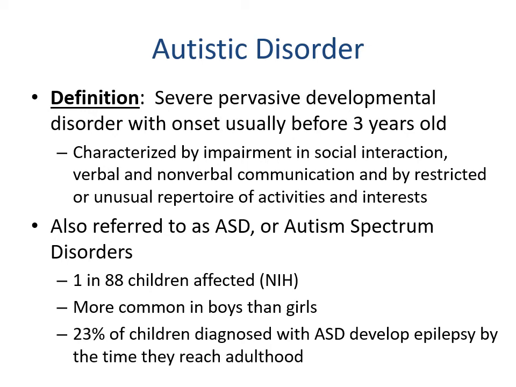So autistic disorder, a severe pervasive developmental disorder with onset usually before 3 years old, characterized by impairment in social interaction, verbal and nonverbal communication, and by restricted or unusual repertoire of activities and interest, also referred to as autism spectrum disorder. Currently believed to affect approximately 1 in 88 children, more common in boys than girls. And then again, a secondary issue, 23% of children diagnosed with autism spectrum disorder develop epilepsy by the time they reach adulthood.